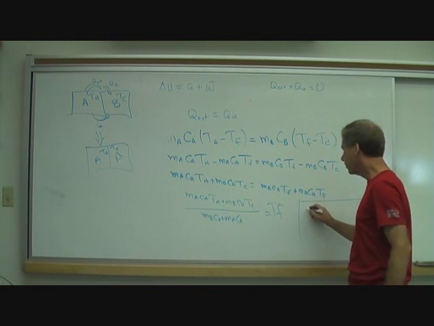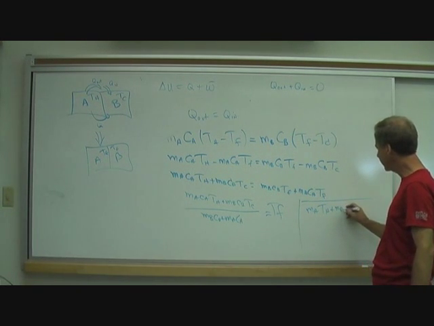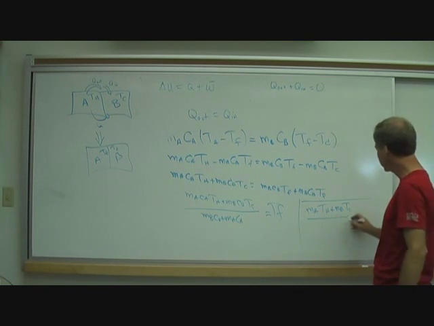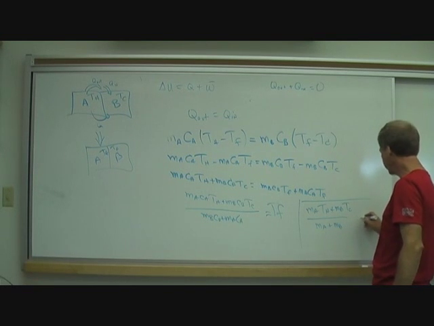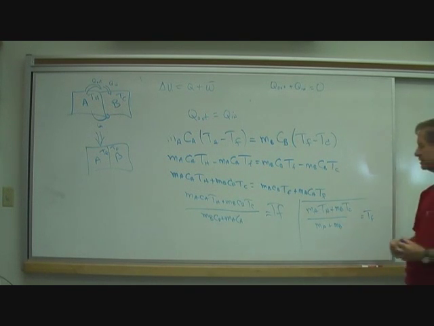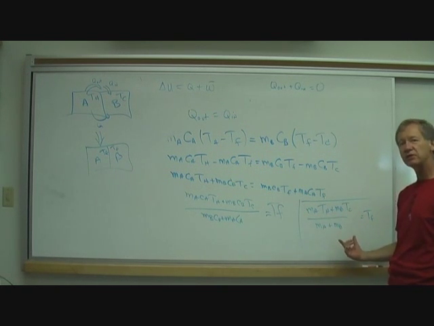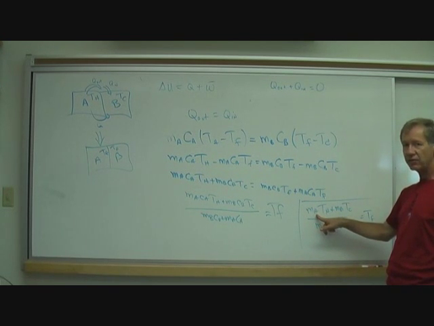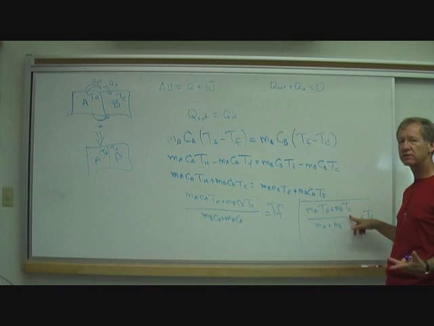So I will get the mass of A times the temperature of the hot side, plus the mass of B times the temperature of the cold side, divided by the mass of the hot side plus the mass of the cold side, will equal the final temperature. What is this saying? This is saying that we have like a mass-weighted temperature addition going on here, right? The more of A there is, the more hot matters. The more B there is, the more cold temperature matters.